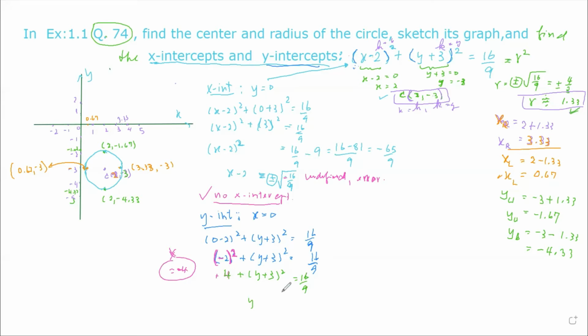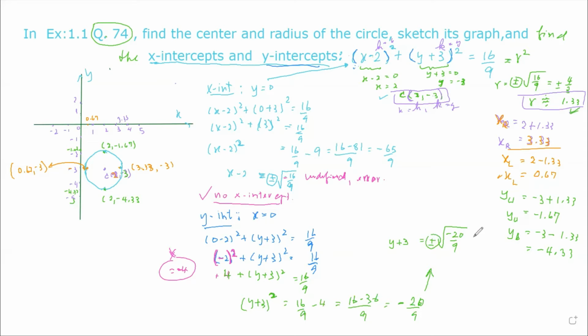Then you move the 4 to this side, right? So we have 16/9 minus 4. So we have 16 minus 36 over 9. So we have negative 20 over 9, correct? From this one, you take the square root again, because we need only one y, right? So you take the square root: y plus 3 equal to the square root of negative 20 over 9. And then don't forget again, plus minus, because the index is an even power here.